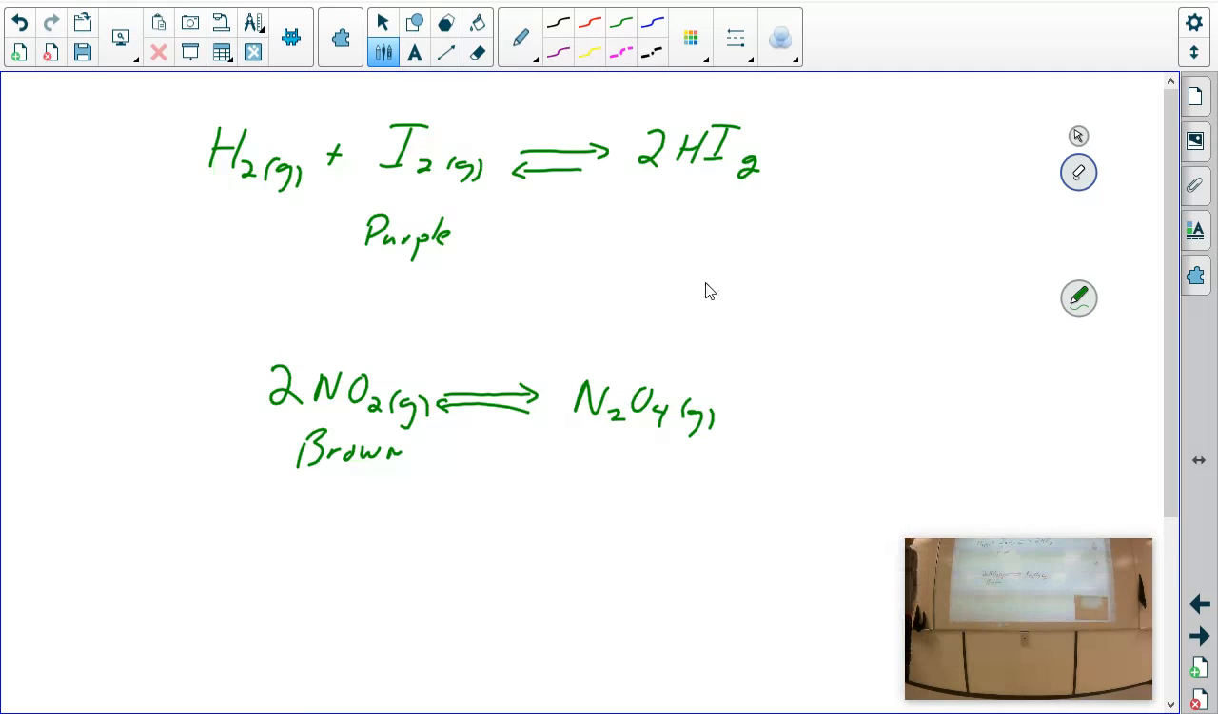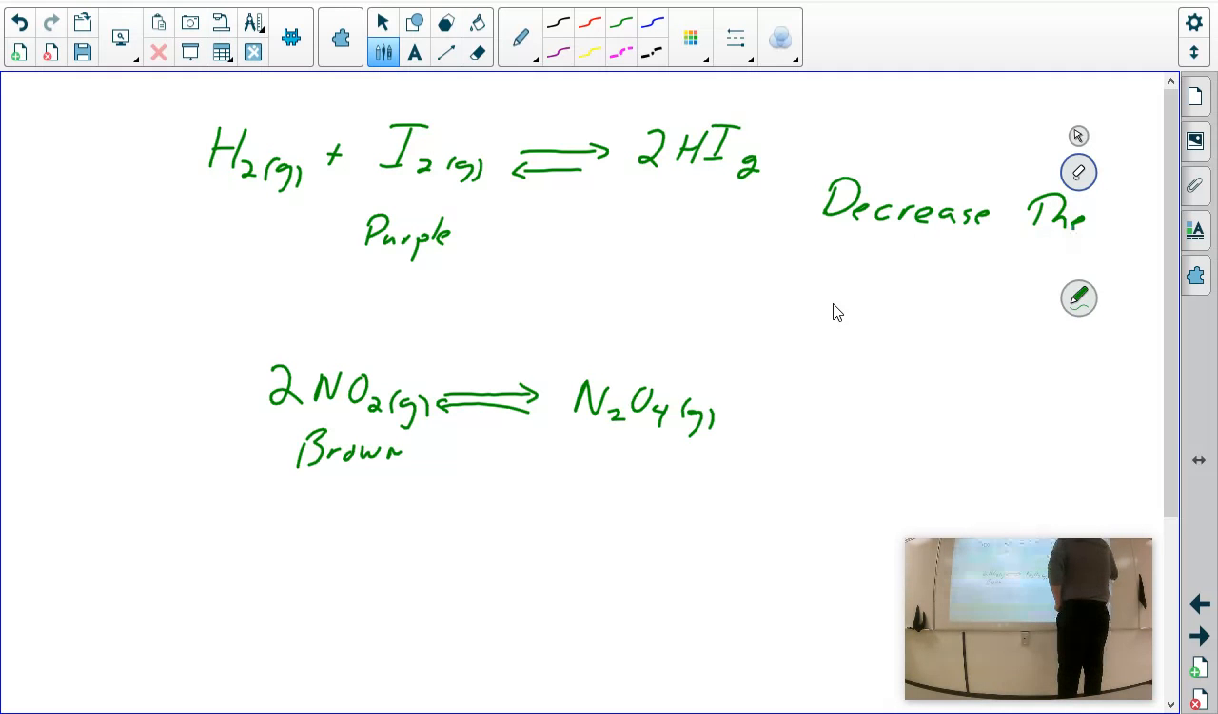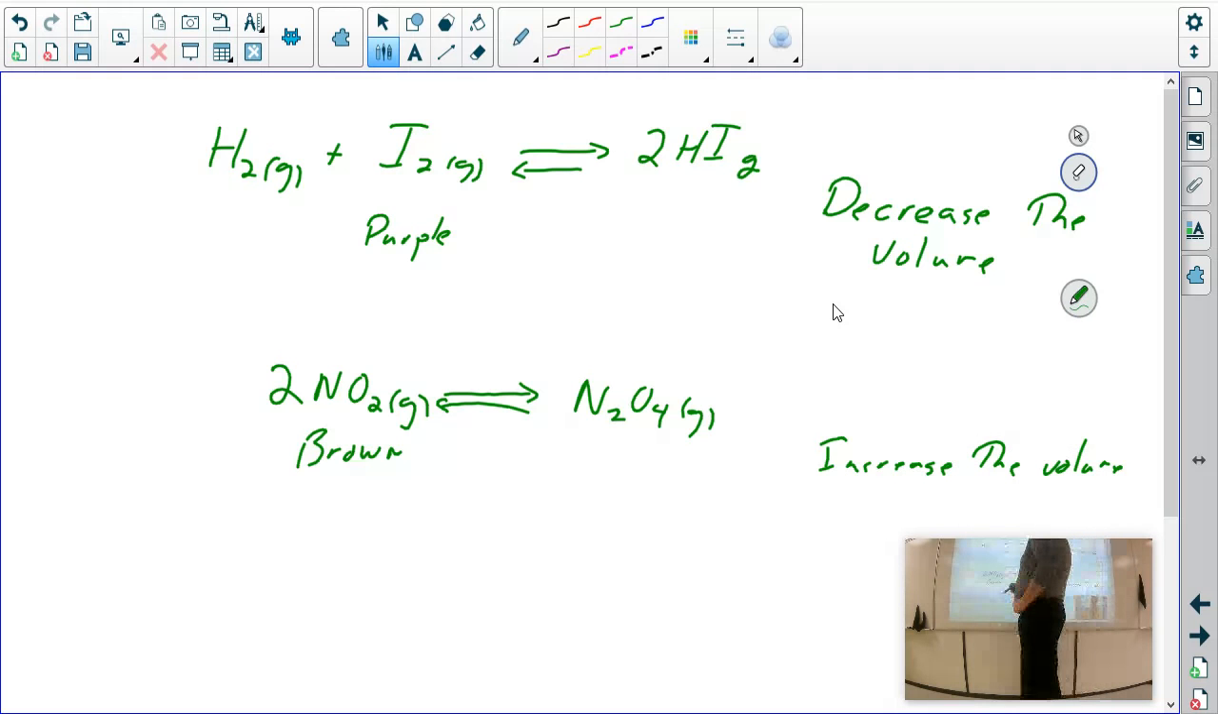So let's talk about these two systems. We're going to decrease the volume and then we're going to increase the volume. Now we're going to do it to both of these separately. Let's talk about this first one here. We're going to decrease the volume in that system. Decreasing the volume is going to do what to the pressure?